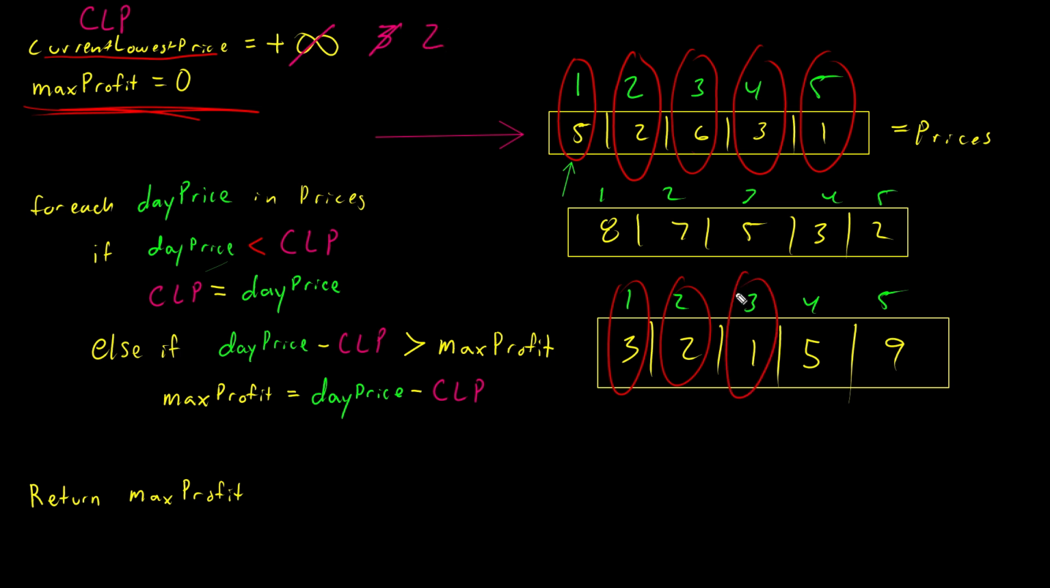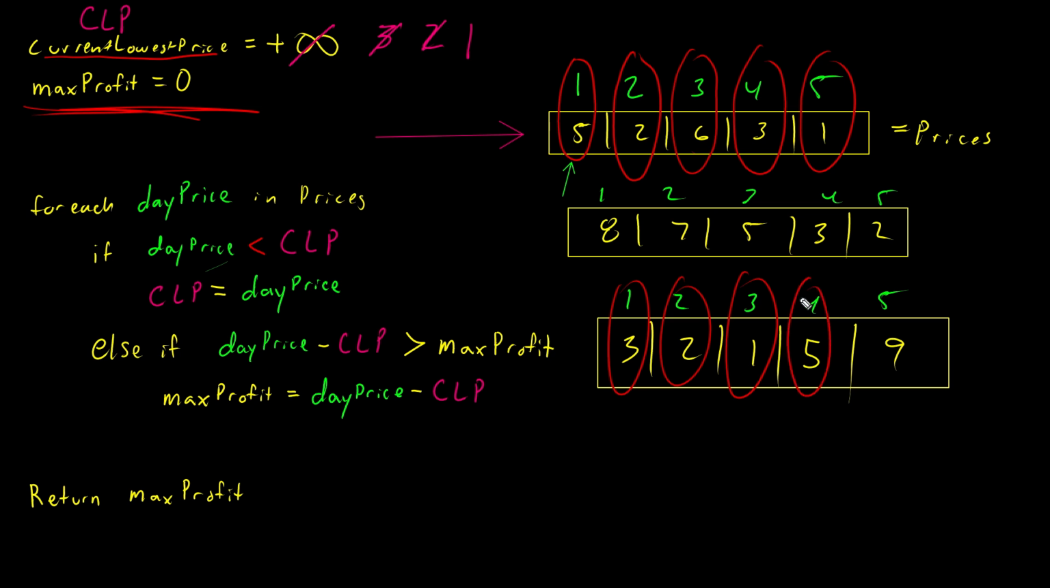On day 3, our current price is 1. Is 1 lower than 2? Well, yes, it is. So let's update that to 1. Remember, if we see a lower price, we want to grab it. We always want to buy when the stock is at its lowest. Okay? Right now, we haven't made any profit, right? Because these are all decrementing. We haven't seen any profit. So let's move on to day 4.